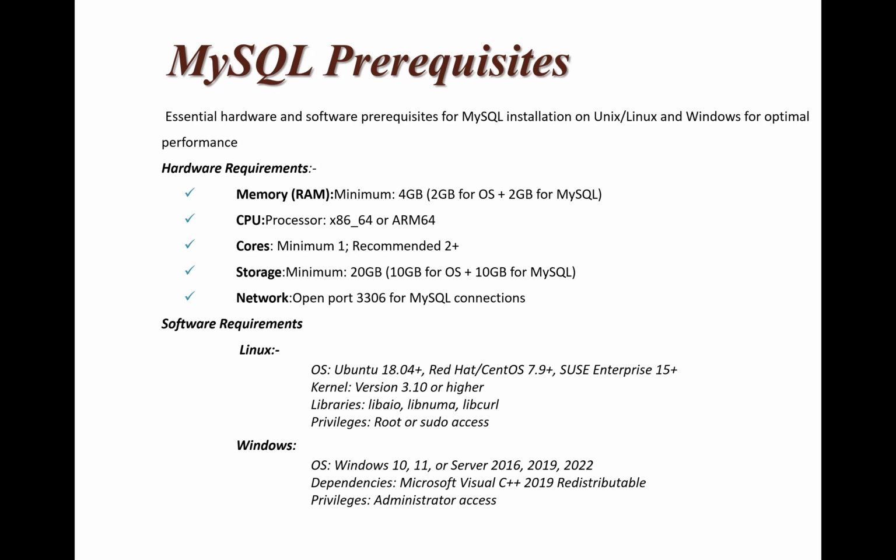Coming to the hardware requirement, memory is important. How much? A minimum of 4 GB is required. For the processor, we require CPU cores. Minimum is 2 CPU cores, and recommended is 2 plus CPU cores. The processor should always be x86 64-bit or ARM 64, which is good for our software installation.